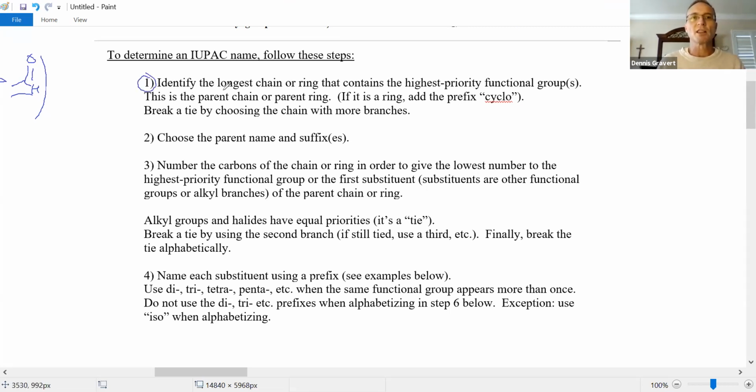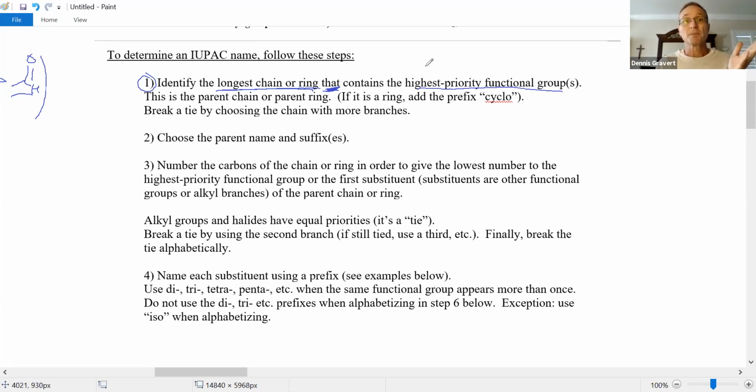Step 1 is identify the longest chain or ring that contains the highest priority functional group. Unfortunately, the way we teach organic chemistry, we have students name alkanes first because it's the simplest. The problem, though, is students get really good at finding the longest chain and declaring that to be the parent. Well, the rule changes a little bit once you start adding more functional groups. The longest chain is not automatically the parent.